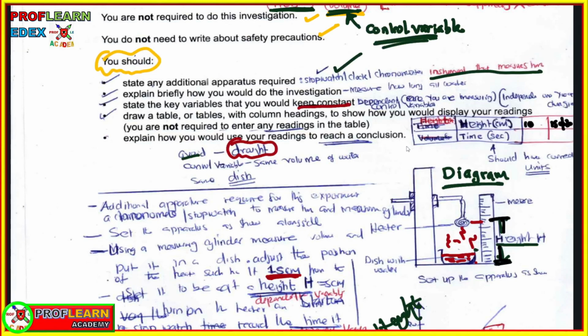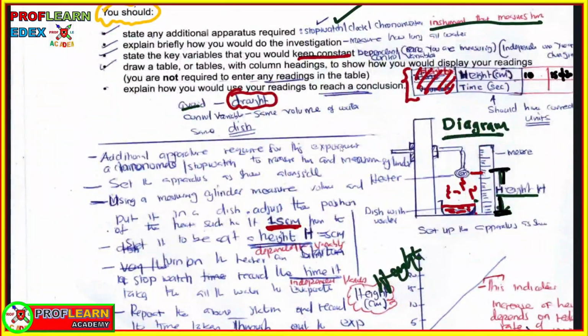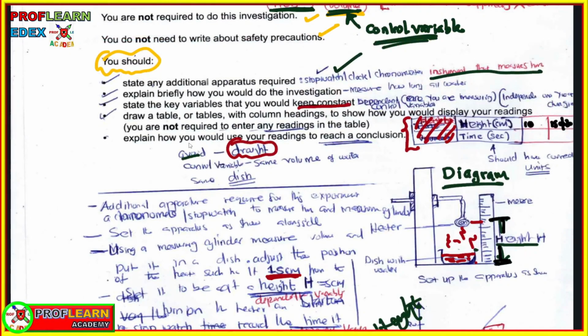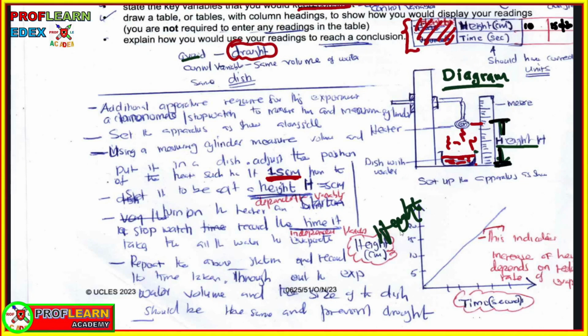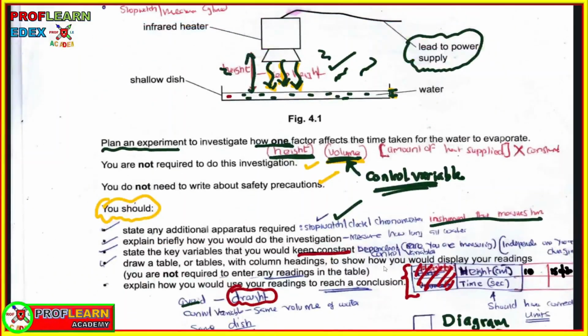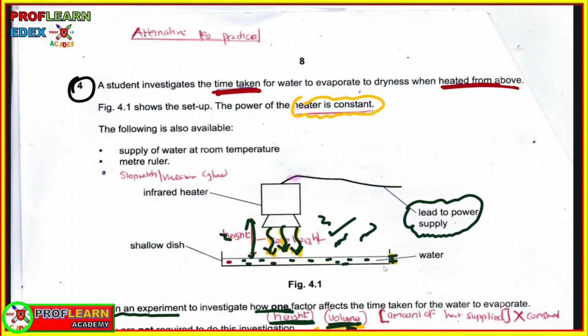And now you need to refer back to the table that you have decided you are going to fill in. Once you have collected the data, you need to explain how you will use your readings to reach the conclusion. Maybe you can say you are going to plot a graph of height against time, and probably you are going to get a straight line, which indicates that as you increase the height, the time also increases. So basically, this is how you answer this type of question.